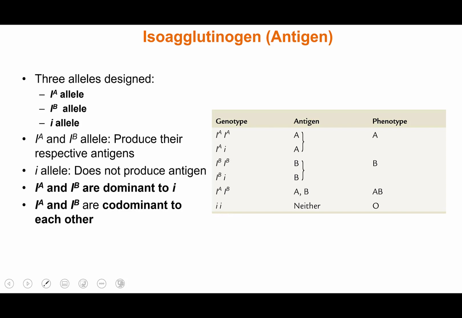Likewise, if we go back to the blood type, right, 3 alleles, we have the isoagglutinogens and that produce the antigen. So we have the A antigen, the B antigen, and then we have the I allele that produces no antigen, which we denote as the phenotype O, right? And the AB exhibit codominance, right? So we're codominant, but yet the A and the B are dominant to the O.